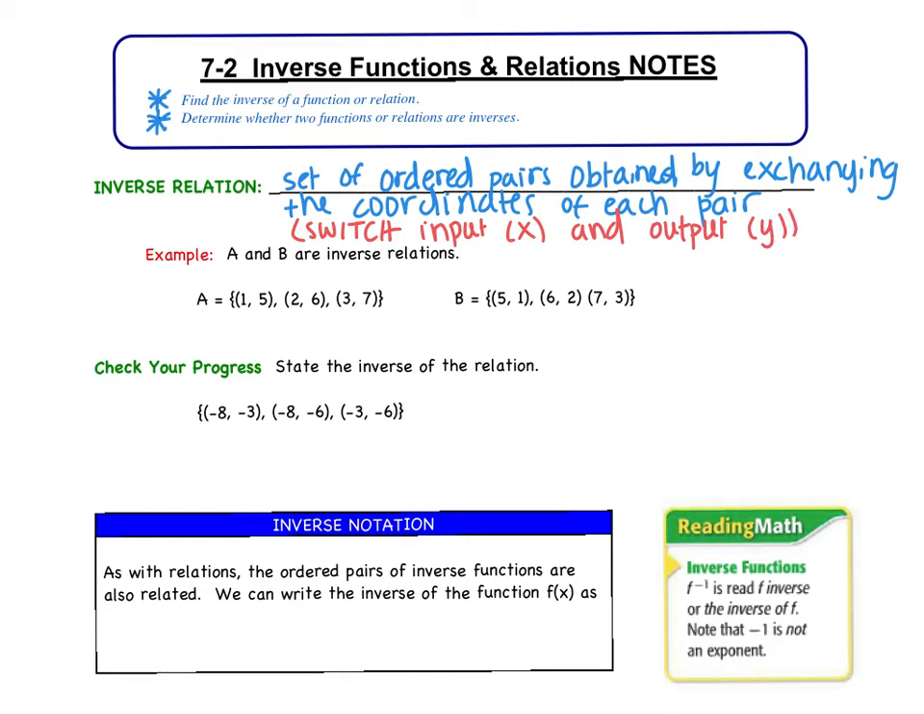So let's look at example number one. The example says that A and B are inverse relations. So every x and y needs to be switched. This first ordered pair, 1, 5, and the inverse becomes 5, 1. So x and y are switched. Same thing, 2, 6. Switch x and y, becomes 6, 2. And then lastly, 3, 7 becomes 7, 3.